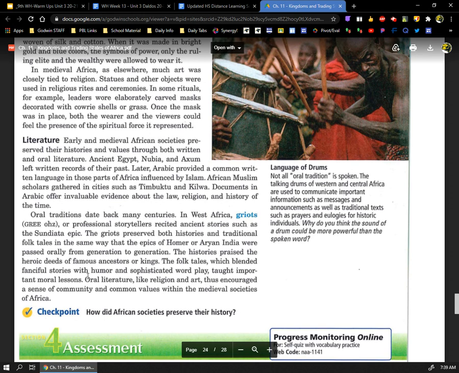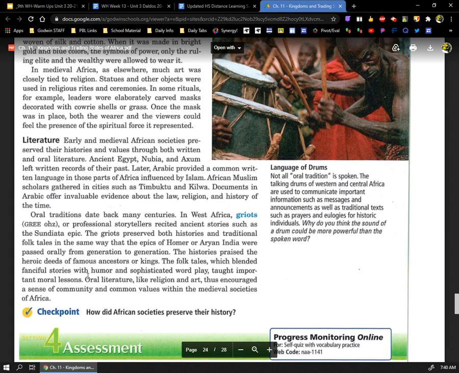Oral traditions date back many centuries. In West Africa, griots, or professional storytellers, recited ancient stories such as the Sundiata epic. The griots preserved both histories and traditional folktales in the same way that the epics of Homer or Aryan India were passed orally from generation to generation. The histories praised the heroic deeds of famous ancestors or kings. The folktales, which blended fanciful stories with humor and sophisticated wordplay, taught important moral lessons.